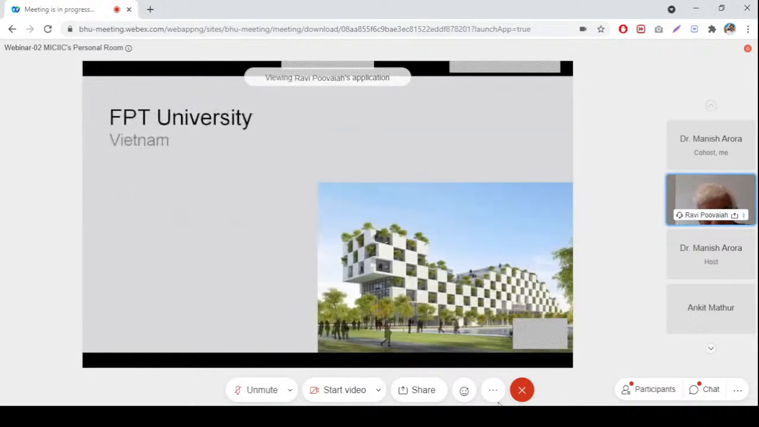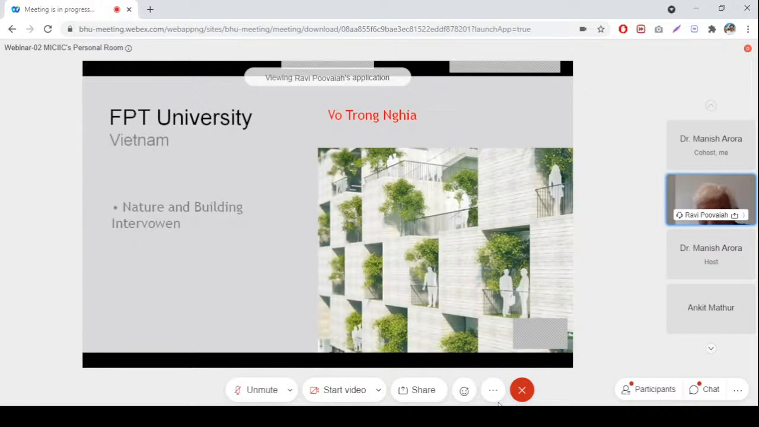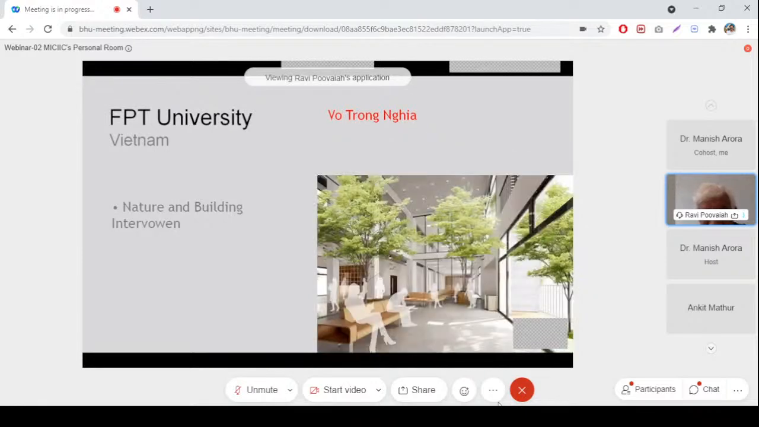Okay, the interesting structures. This is in Vietnam, designs called nature and building interwoven together to create these spaces. Again, interesting, right? That's how these places are. This is a shot from inside the school.